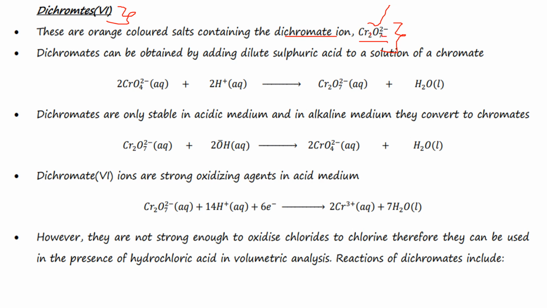and a negative charge. So dichromates can be obtained by adding sulfuric acid to a solution of chromate, because chromates are stable under the alkaline medium. If you put them in an acidic medium, they try to isomerize to the dichromates, giving off water. Now this water is as a result of balancing. So make sure that you balance these equations according to the concepts that I've given you.